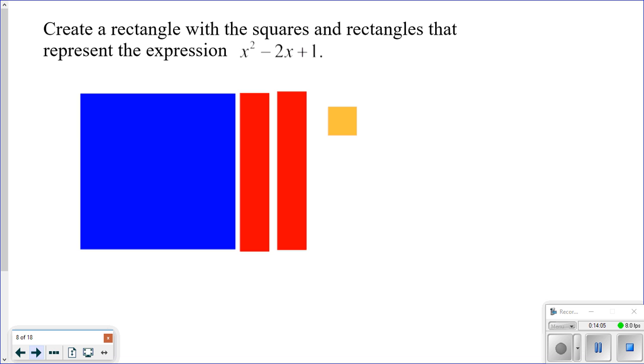All right, try this one. x squared minus 2x plus 1. So make sure that your singles are negative. So turn them over and make them red.